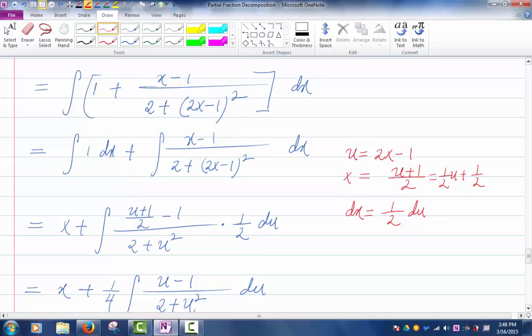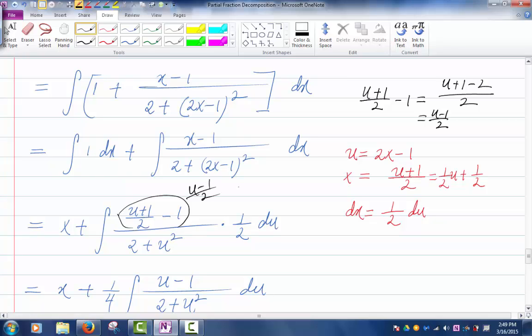Notice that in the numerator you have (u plus 1) over 2 minus 1, right? How would you simplify that? Isn't that the same as (u plus 1 minus 2) over 2? So you're going to end up with what? (u minus 1) over 2, right? So my point is, the numerator here is (u minus 1) over 2.